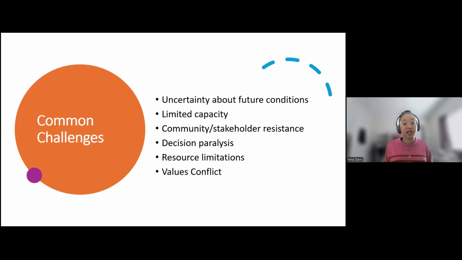There's also decision paralysis. There's too many variables or fear of making the wrong choice. And then there's a values conflict. What's best for the ecosystem may not align with our cultural, economic, or even our political goals.